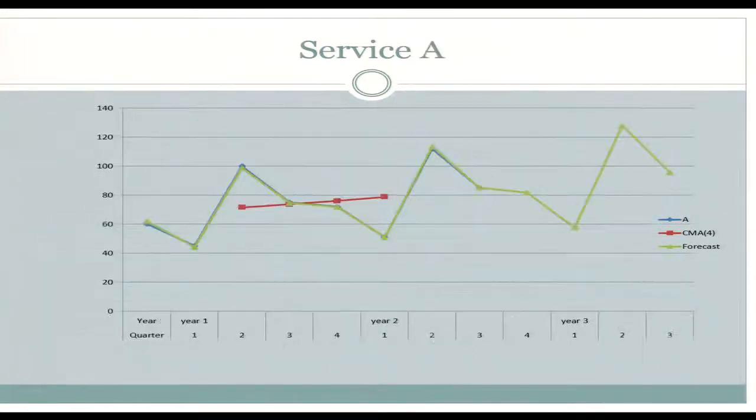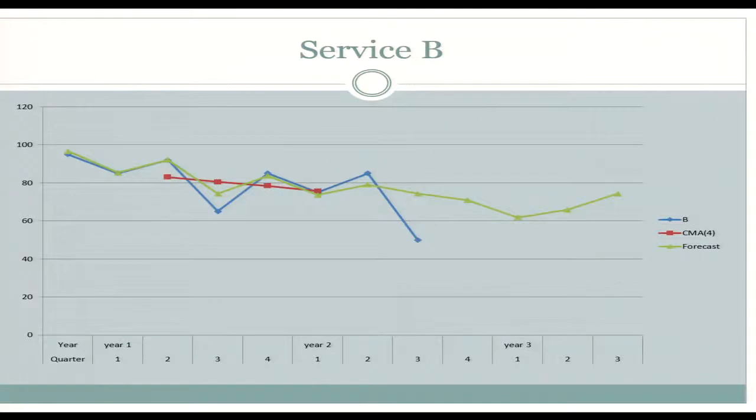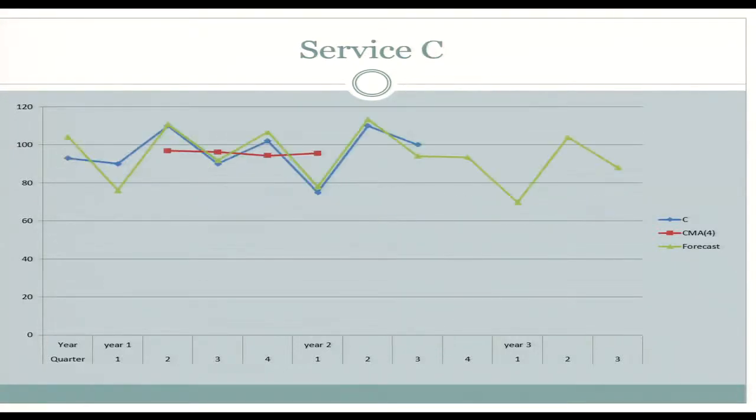So as you can see, service A is really similar to the actual data, and service B is quite similar. It's not 100% accurate, but it's quite similar. And third, service C is pretty close to the actual data.